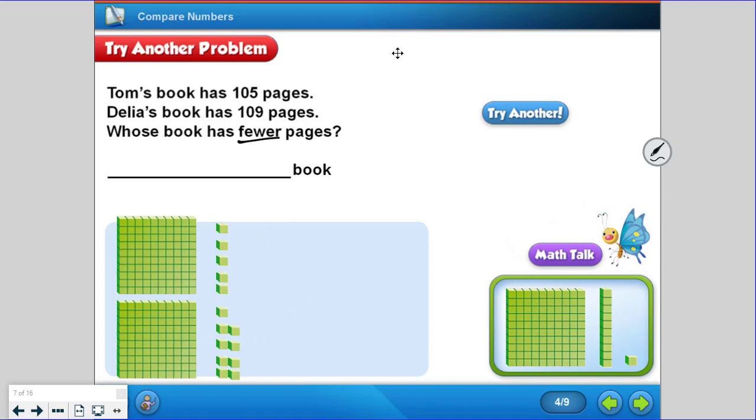Now I'm going to draw my quick picture. Okay, so again, 105, 109. So whose book has fewer pages? Okay, so the hundreds are the same, so that's not going to help me. So look at my ones. There's 5 ones here and 9 ones. So 5 is smaller than 9, so that means this one. So Tom's book has fewer pages. So Tom's. There. Let's go to our next problem.